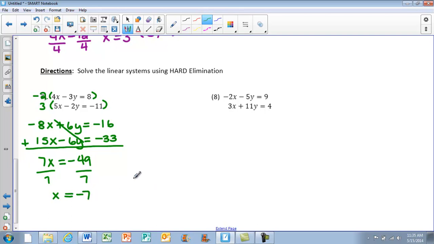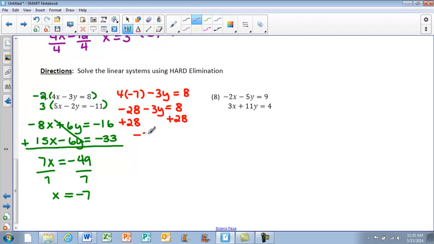Now I need to plug that back in to one of my equations. I'm going to plug it back into the first one here. So I have 4 times negative 7 minus 3y equals 8. So I have negative 28 minus 3y equals 8. Add 28 to both sides.